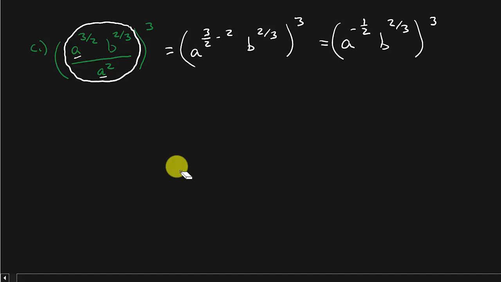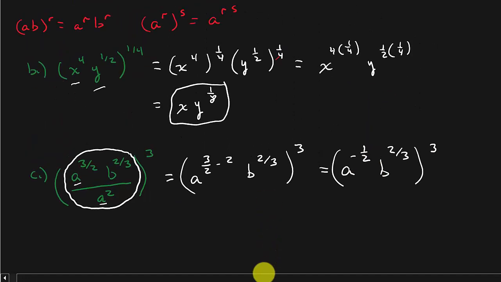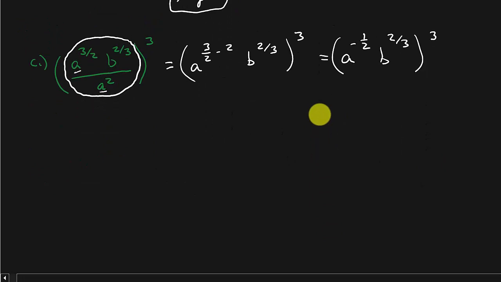All right, so now we're right back to this like we have in this problem. I'm going to raise each term to that exponent outside the parentheses. And so this is going to be a to the negative 1/2 cubed times b to the 2/3 cubed.